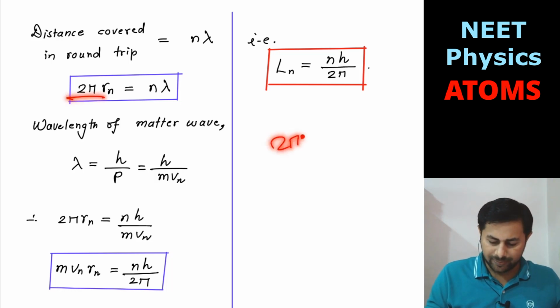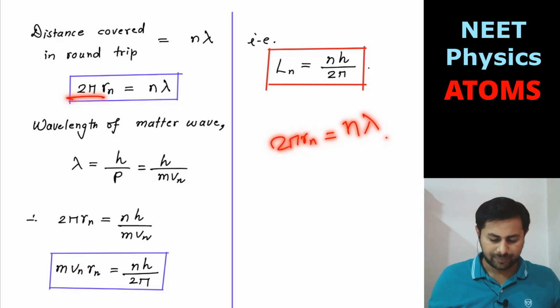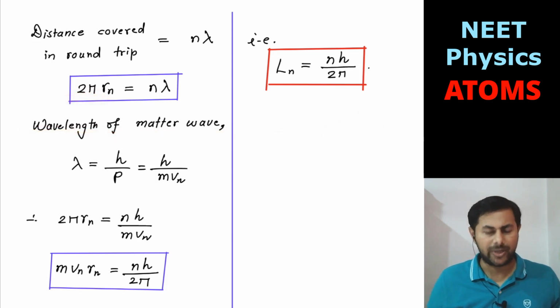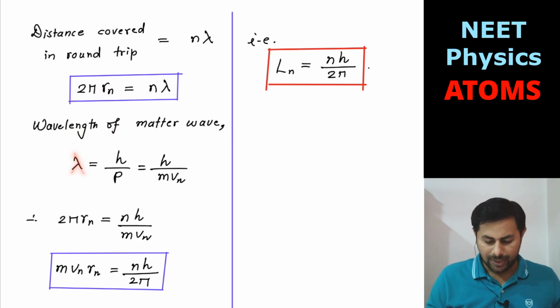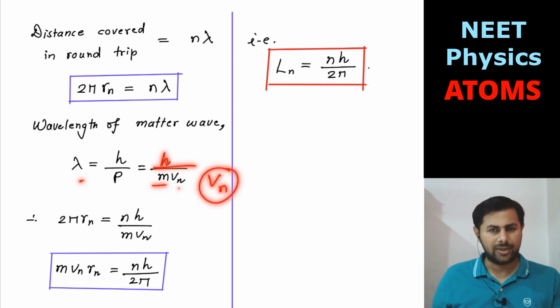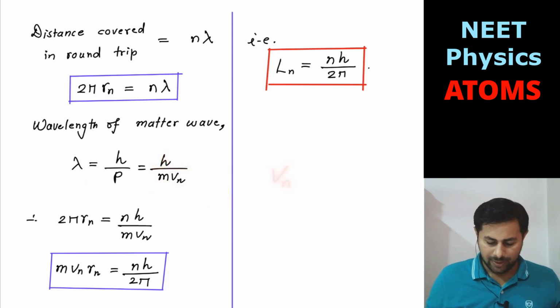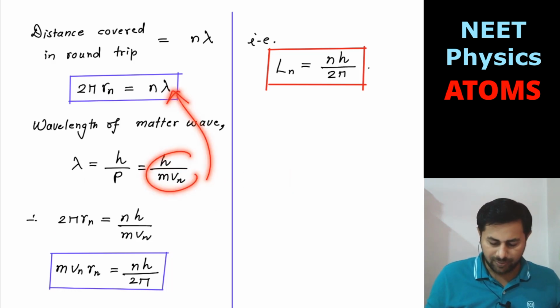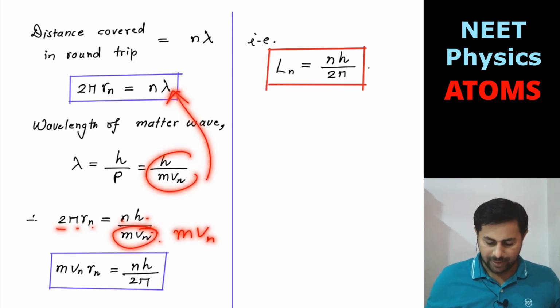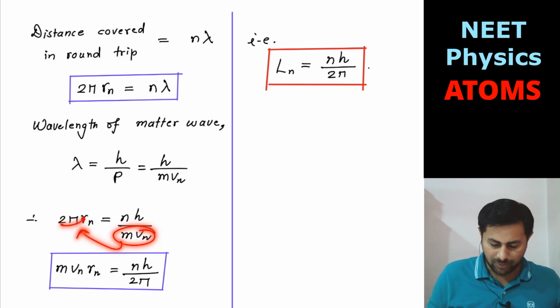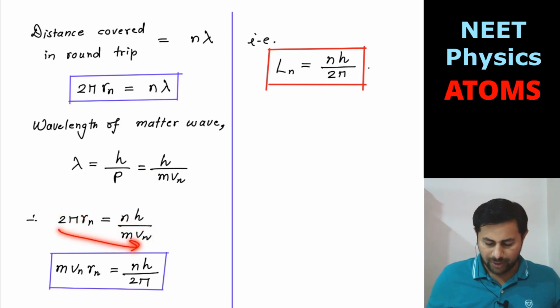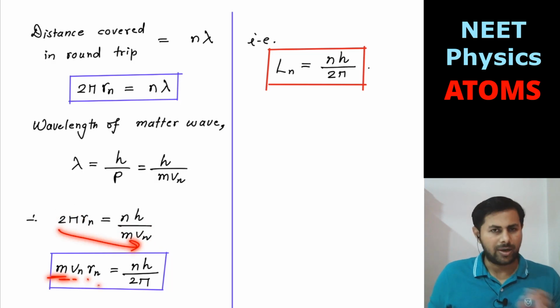So 2 pi r n is equal to n times lambda, and the wavelength of matter waves is given by de Broglie hypothesis. So what is de Broglie hypothesis? Lambda is equal to h by p, right? So therefore lambda equals h divided by m times v, and we are taking v n because it's the nth orbit, so the speed is equal to v n. So put that here, so you get 2 pi r n is equal to n h divided by m times v n, and move that m times v n to this side, 2 pi to the other side, so 2 pi goes in the denominator, so you get m times v n into r n.